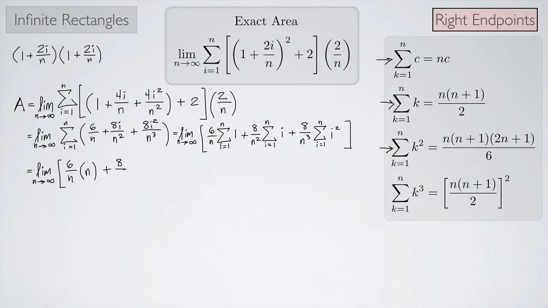Next I have 8 over n squared times, and now I have the sum of i. Well, that's going to be this. Remember, think of this as an i, so it's n times n plus 1 over 2. Okay, so that goes in here, n times n plus 1 all over 2. And then the last term, I have my 8 over n cubed. And now I have the sum of i squared. That's this formula right here, so it's going to be n times n plus 1 times 2n plus 1 all over 6.